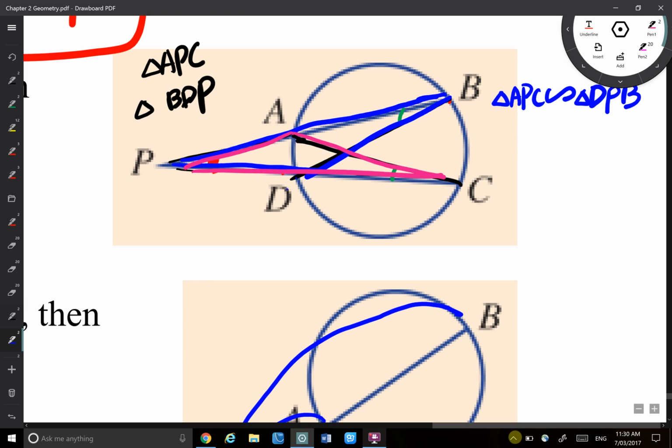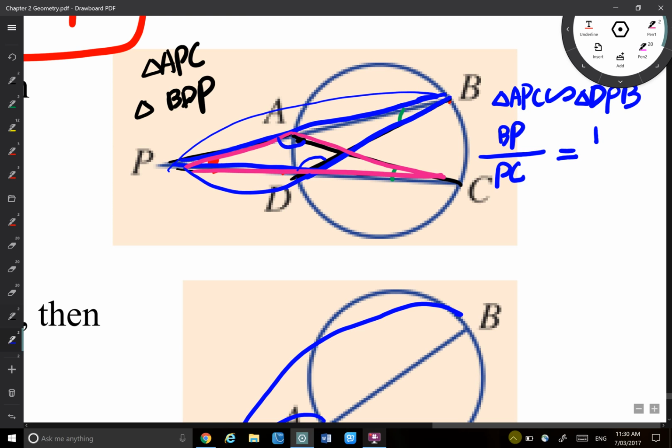So I will try BP. BP is opposite to this angle, so the corresponding angle is here. So it's PC equals to... Okay, I have finished this one. I'll go for this one.